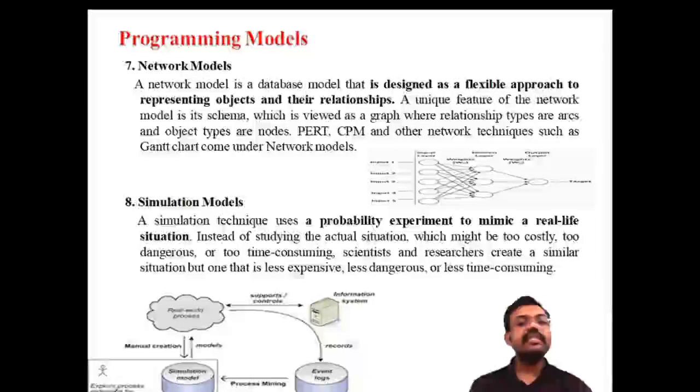And the seventh one is the network model. And network means PERT and CPM. PERT is the program evaluation review technique.